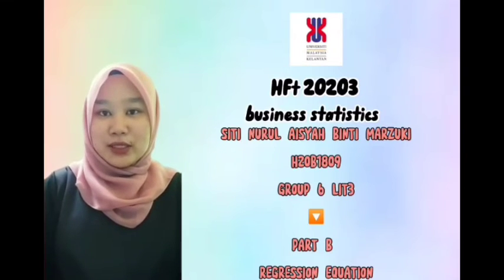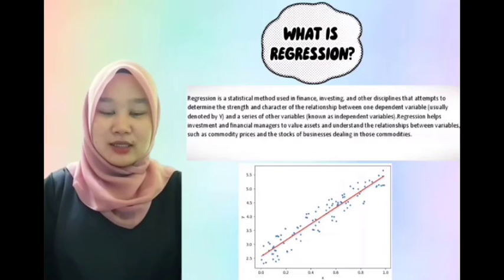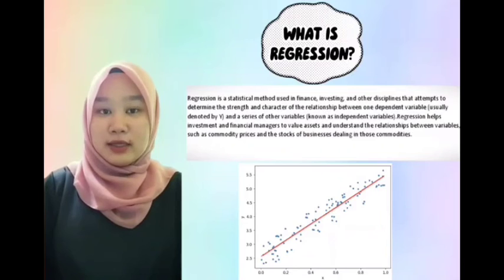I'm going to continue to explain the last part in part B, which is to estimate the regression equation from the data that we study. Before that, I will explain a bit about regression. Regression is a statistical method used in finance, investing, and other disciplines. Regression attempts to determine the strength and character of the relationship between one dependent variable, usually denoted by y, and a series of other variables known as independent variables, or x.